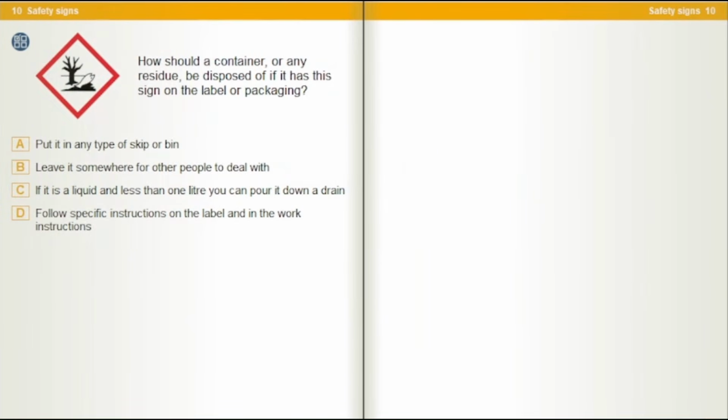How should a container or any residue be disposed of if it has this sign on the label or packaging? Put it in any type of skip or bin. Leave it somewhere for other people to deal with. If it is a liquid and less than 1 litre, you can pour it down a drain. Follow specific instructions on the label and in the work instructions.